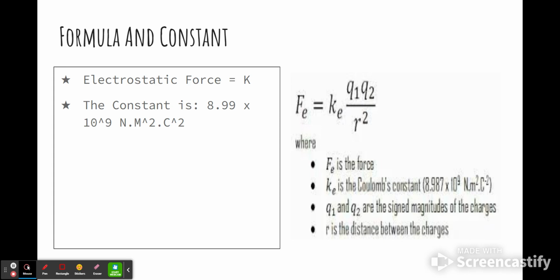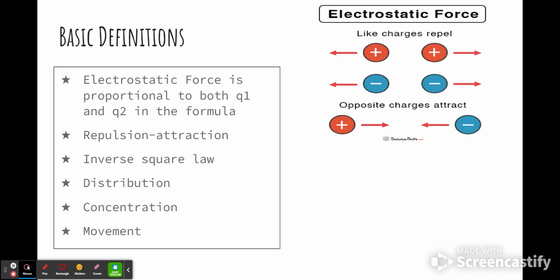So this is the formula and constant for electrostatic force. Electrostatic force equals K, and the constant is 8.99 times 10 to the power of 9 newtons times meter squared divided by coulomb squared. So these are basic definitions that correspond to electrostatic force. As seen in the formula, electrostatic force is proportional to both Q1 and Q2.